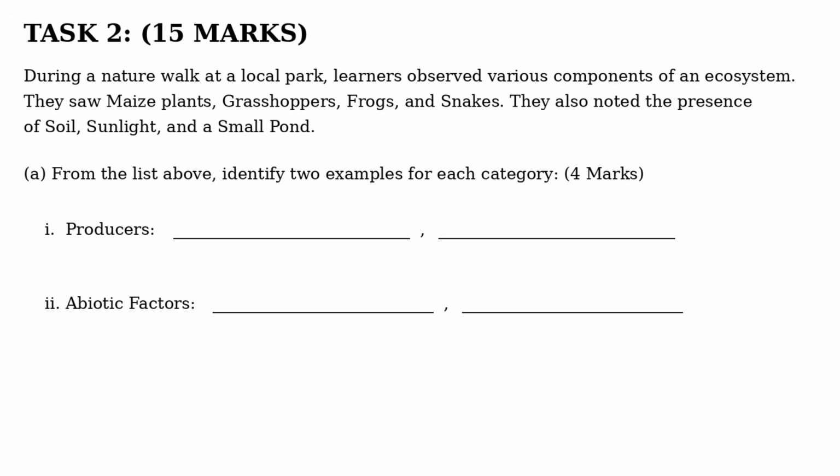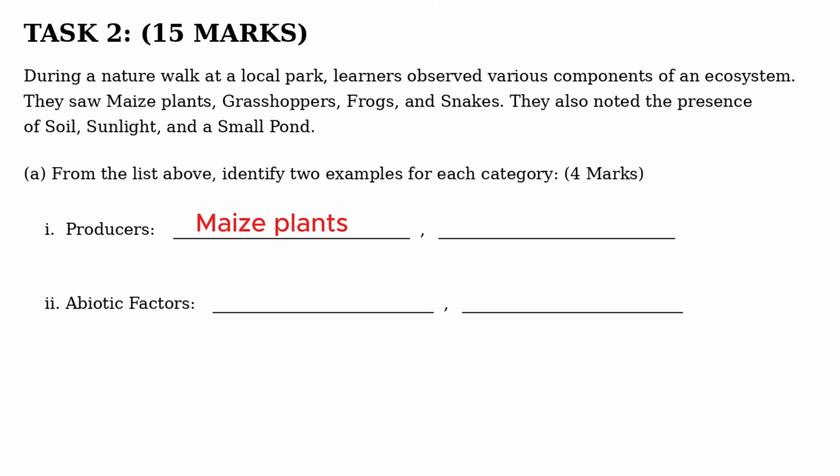Remember that a producer makes its own food through photosynthesis. So these are mostly plants. Plants are the ones that make food on their own through photosynthesis. So in this case, the correct option is maize plant, because a maize plant is a producer because it is a plant that makes its own food, you see.